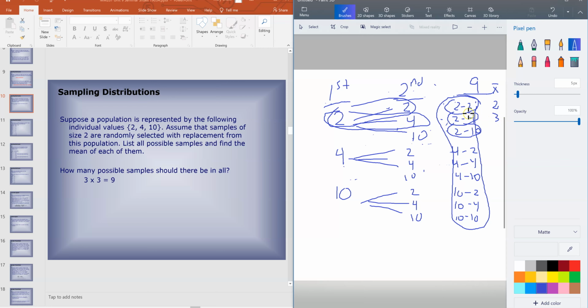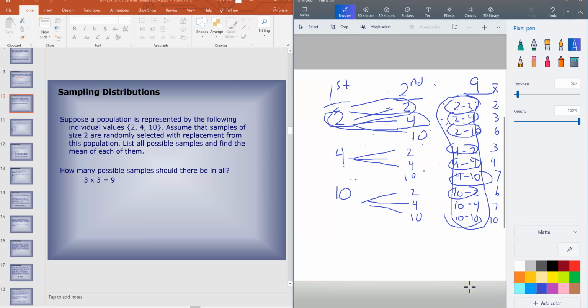If I add up these, I get 10 plus 2 is 12. 12 divided by 2 is 6. So to get these sample means, I'm just adding the two numbers and dividing by 2. 6 divided by 2 is 3. 8 divided by 2 is 4. 14 divided by 2 is 7. And 6 and 7, and let's see, 20 divided by 2 is 10.